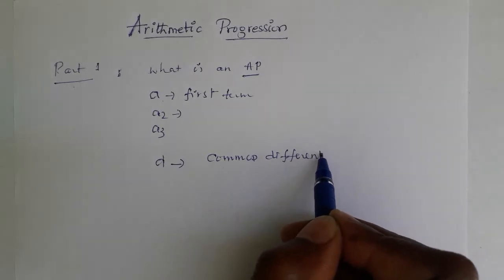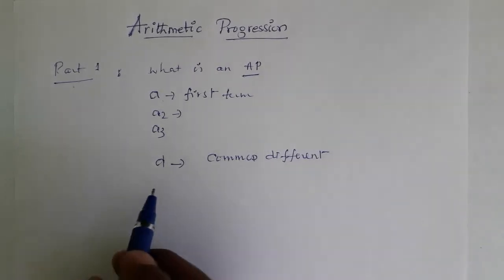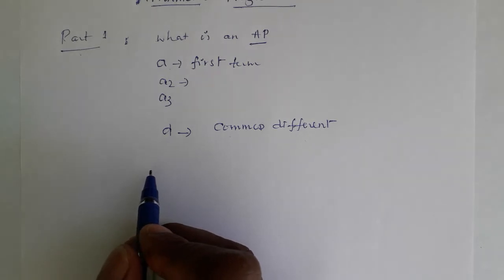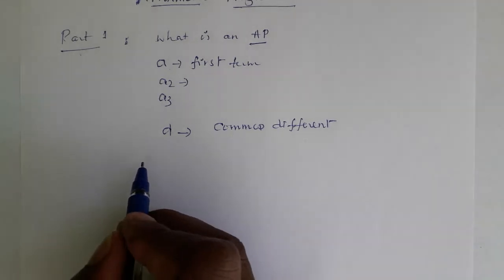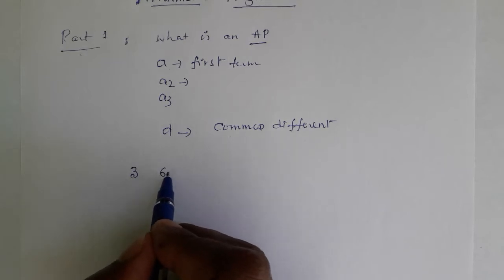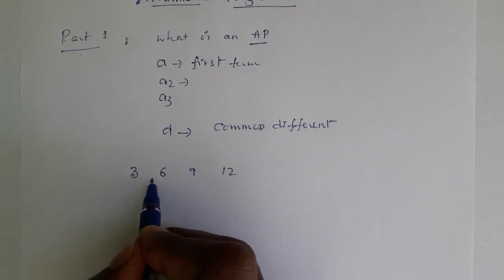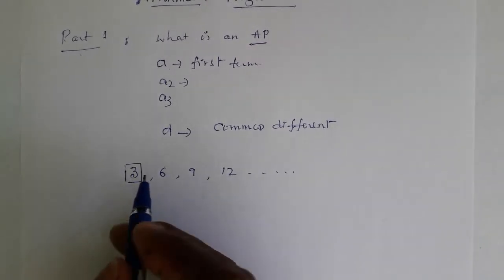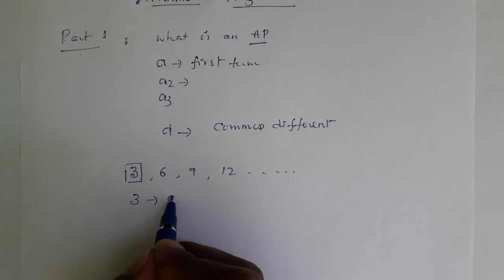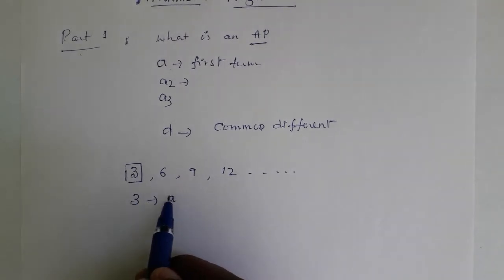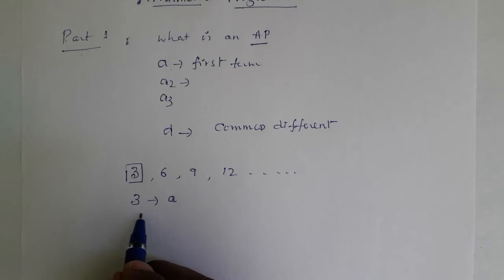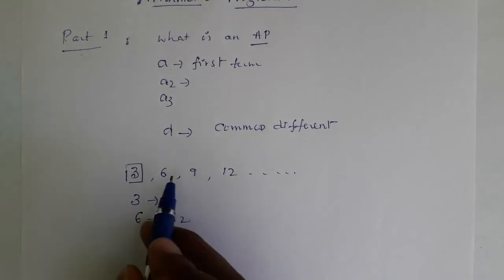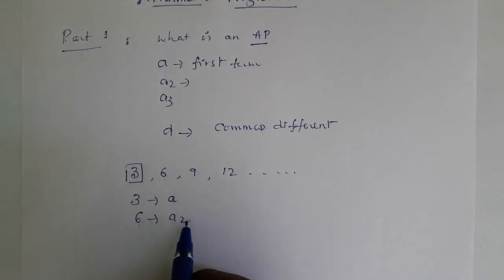So why are we calling this a common difference? Because the difference between two successive numbers in that progression is always equal. For example, 3, 6, 9, 12 and so on. Look here, the first one, sitting in the first position, is 3. So 3 is the value, and A1 is its position, the first term. 6 is called A2. 6 is the value, sitting in the second position, so we call it the second term. Its value is 6.